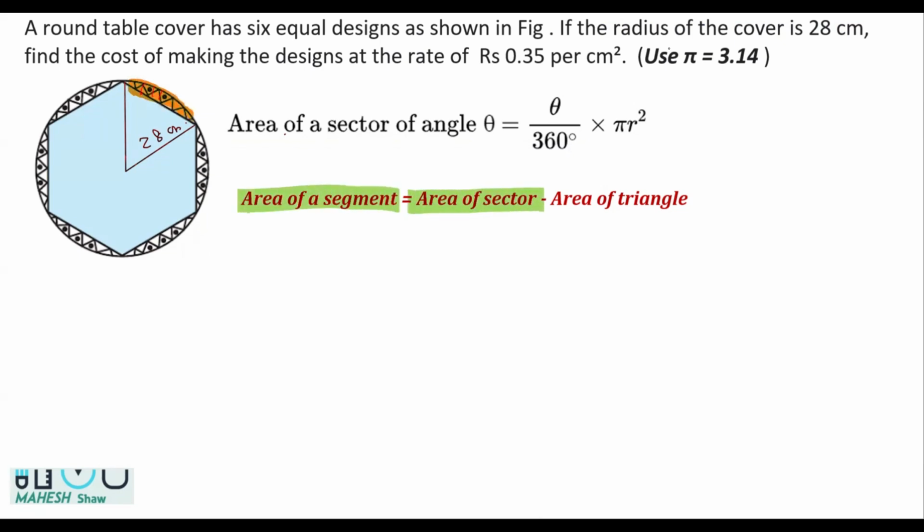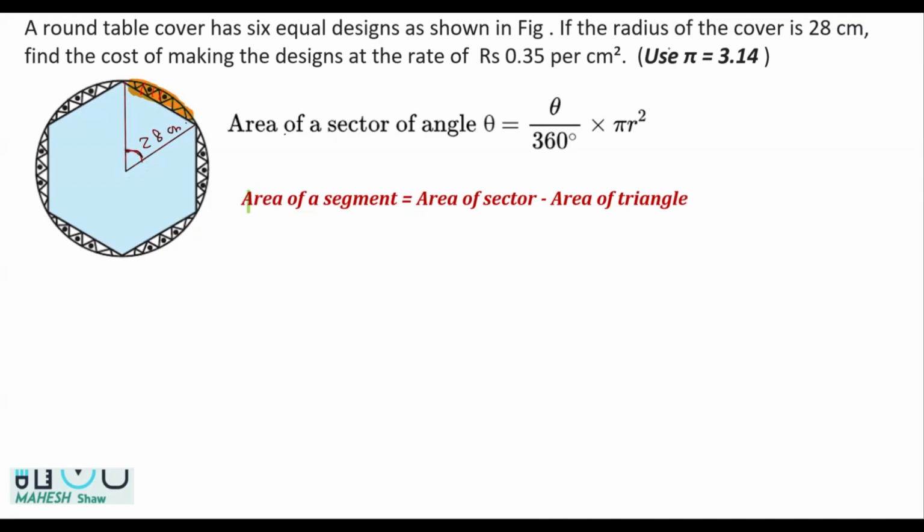To get the area of a segment, the formula is area of sector minus area of the triangle. So let's first find out the area of this sector. The formula for area of sector is theta over 360 into pi r square. But we do not know the theta here, that is this angle. As you can see here, this is 360 degree and there are 6 equal designs.